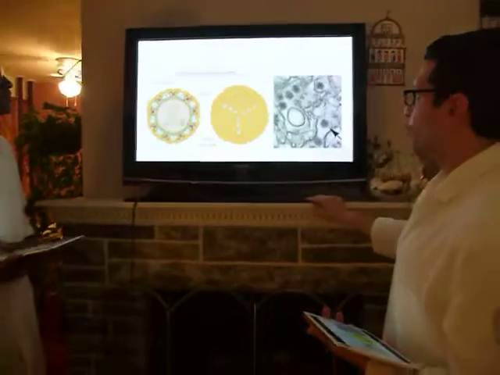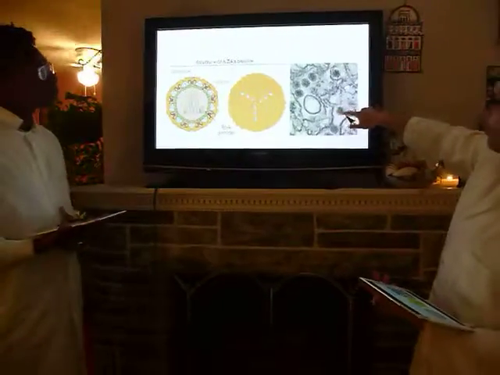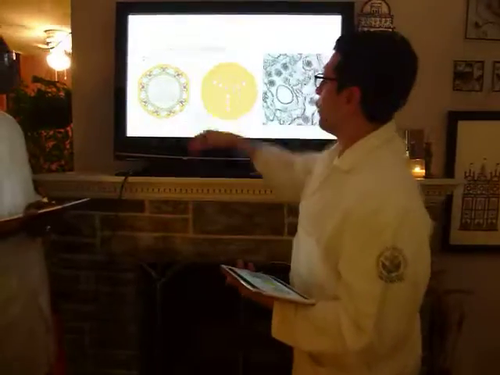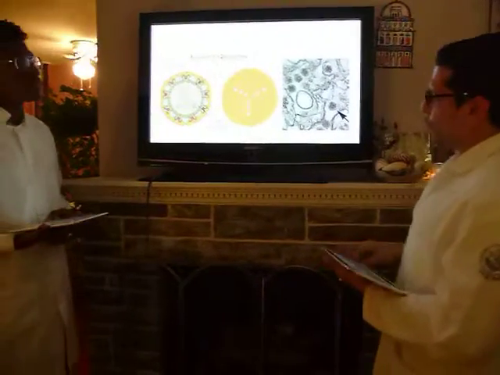And this is the structure of the Zika particle. This is from an electron microscope perspective, and this is an artist's drawing. As you can see, the structures.